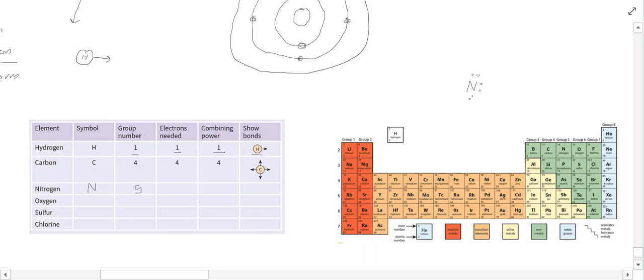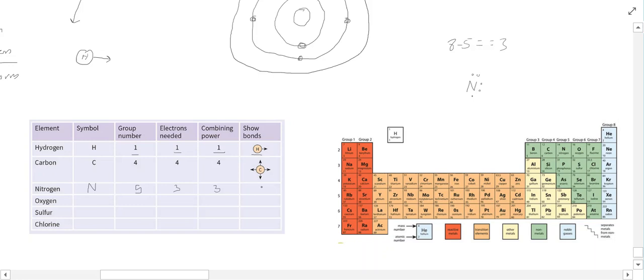Remember, the outer shell for nitrogen is going to need 8 electrons. So the electrons that it needs: it needs 8, we minus 5 from that. It has 5, so therefore it's going to need 3 more electrons. So it needs 3 electrons, and therefore its combining power, if it needs 3 electrons, means that it can form up to 3 bonds. It has a combining power of 3.